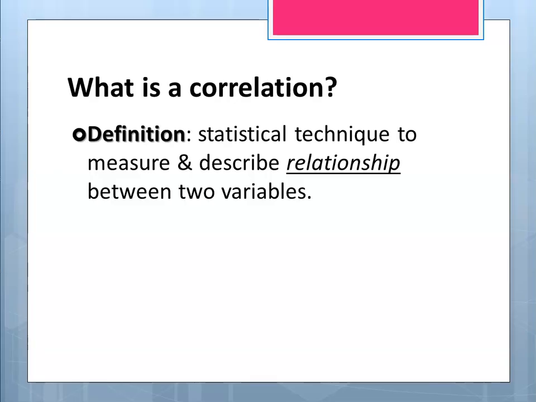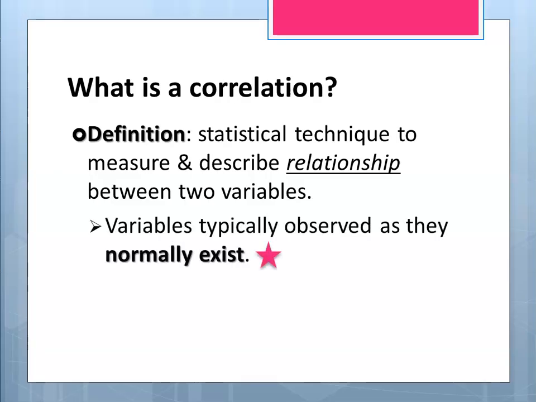Now, what is extremely important is that these variables are typically observed as they normally exist. As you can see, this is so important, I've put it in bold and put a star there. In other words, the researcher cannot manipulate or change the variables.